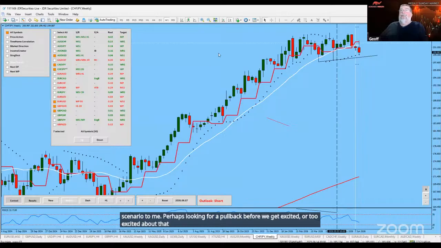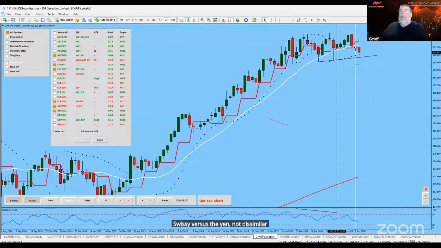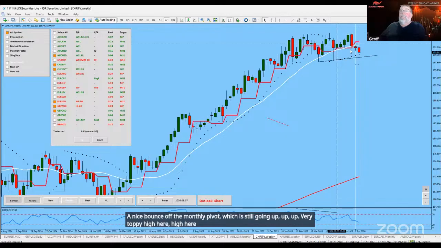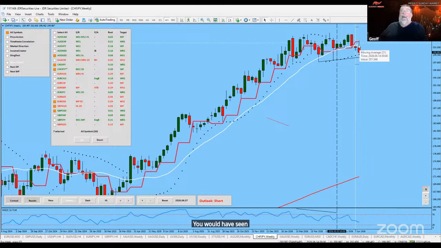Swissy versus the yen, not dissimilar. Nice bounce off the monthly pivot, which is still going up. Very toppy. High here, high here, high here. Big engulfing bar. Broke the moving average. Broke last month's monthly pivot. I guess you could say we have had a retest there. Certainly, this is a weekly chart. On a smaller time frame, you would have seen the retest of the monthly pivot and this moving average.